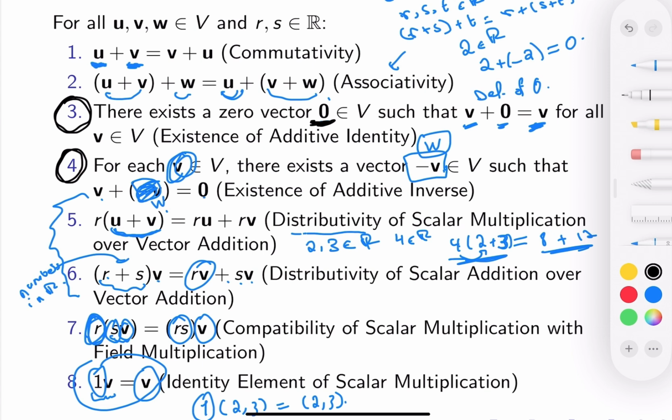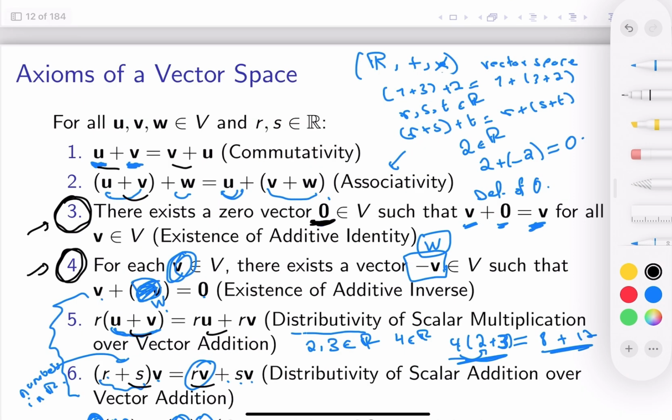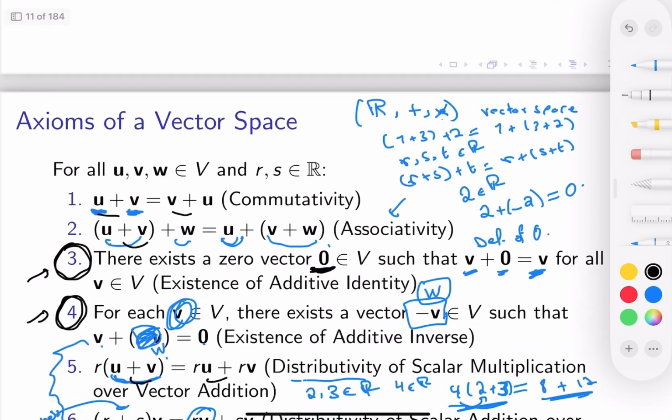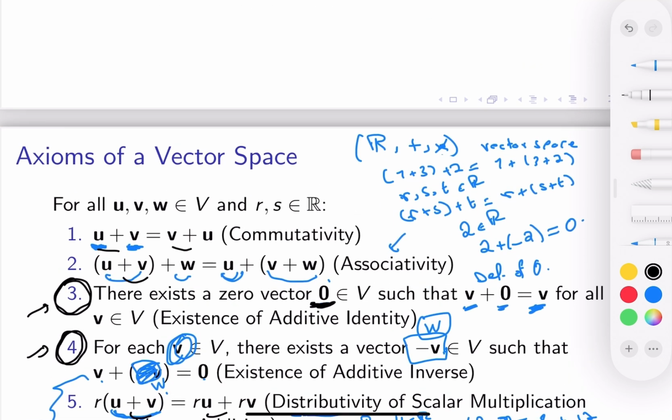So these are the first two things to check when checking whether a candidate is or is not a vector space, because the others, as you see, can usually be easily verified. They're not that deep, right? They're still very important, but they usually hold.